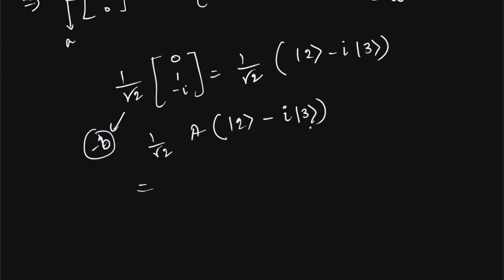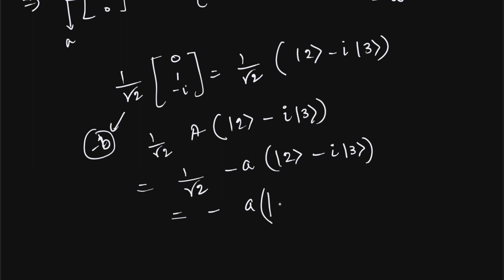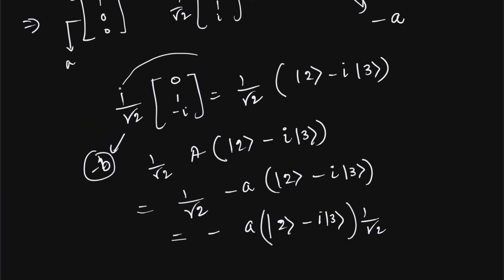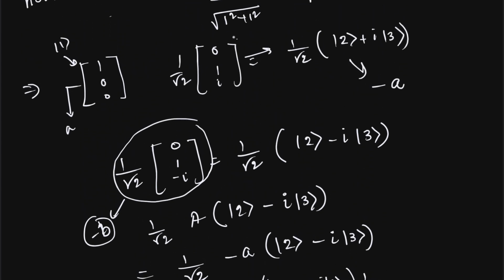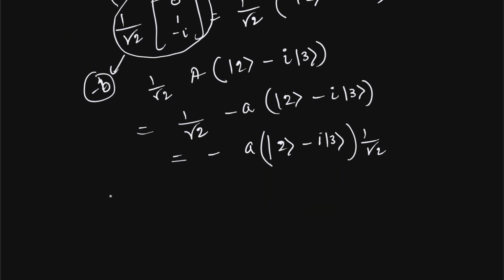If we operate A on this state, we will get root 2 (|2> minus i|3>). Since these are again eigenkets of the operator A with the same eigenvalue, we will get minus a times 1 by root 2 (|2> minus i|3>). So these three are the simultaneous eigenkets of the operators A and B.